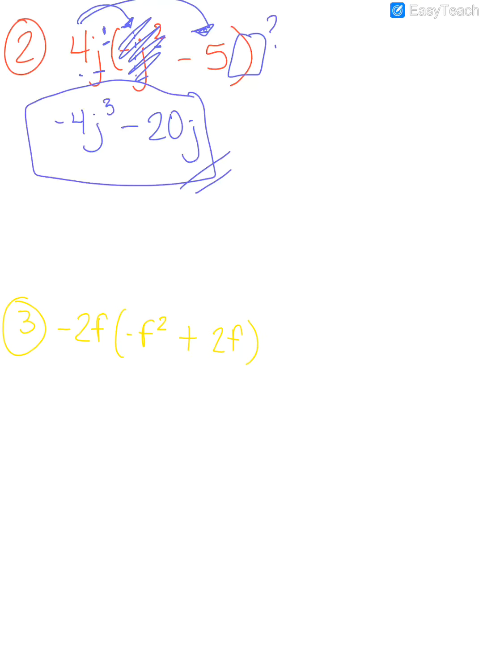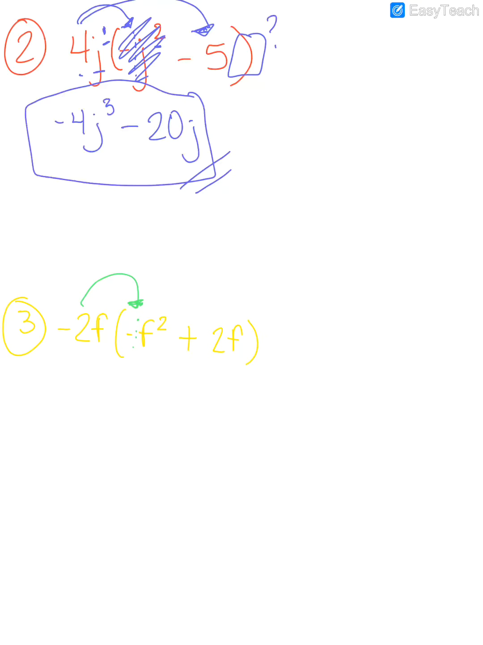So looking at the next one, same thing. Whenever you don't have a number in front of a variable, you're going to go ahead and add a 1. So again, multiply your big numbers, your integers.